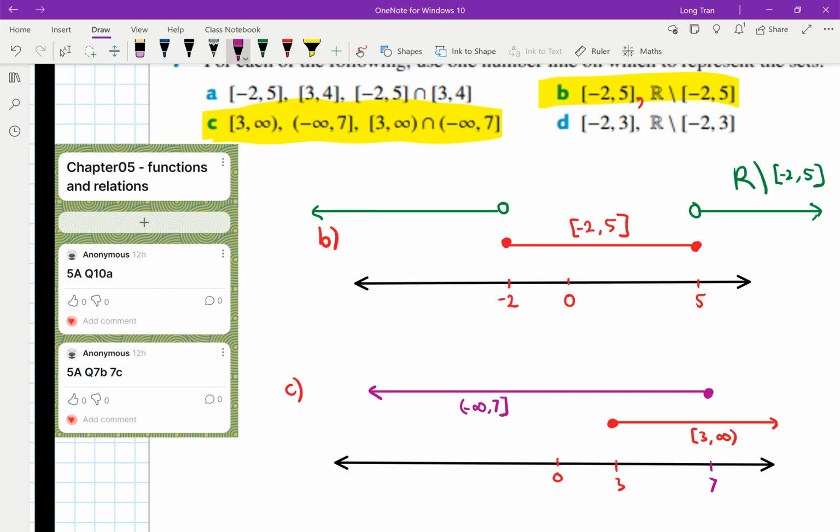Okay. And then finally, what do they want us in the third one? And this last one is very special. It says that it wants everything that is 3 and above. So we've already drawn that in red.